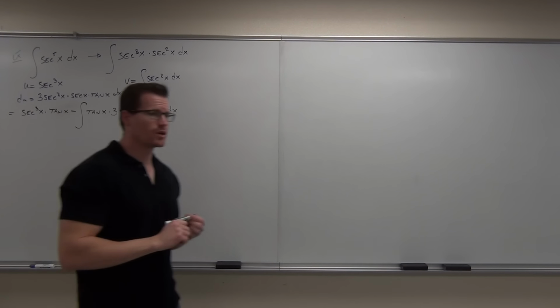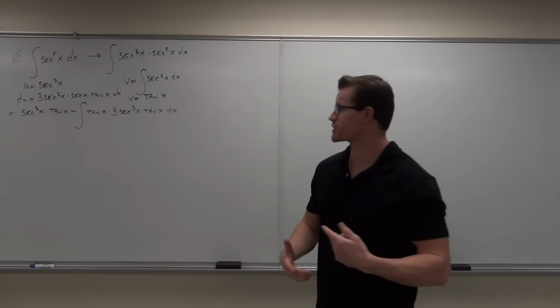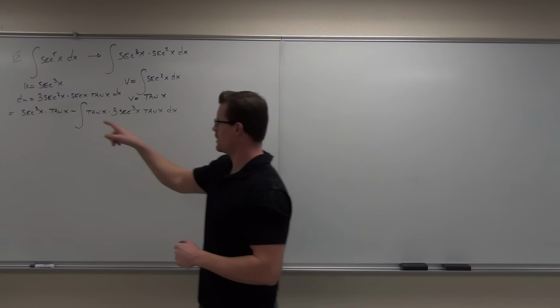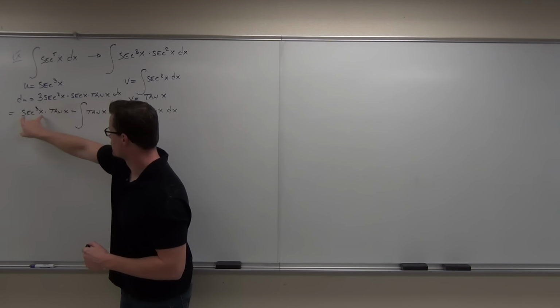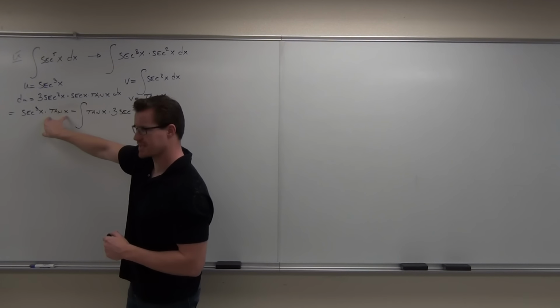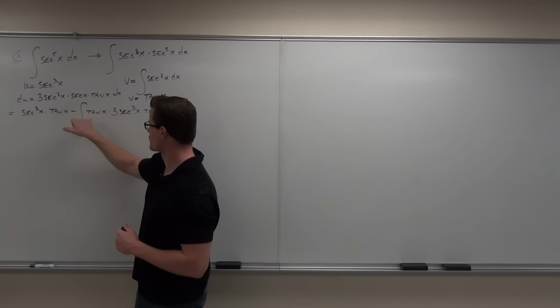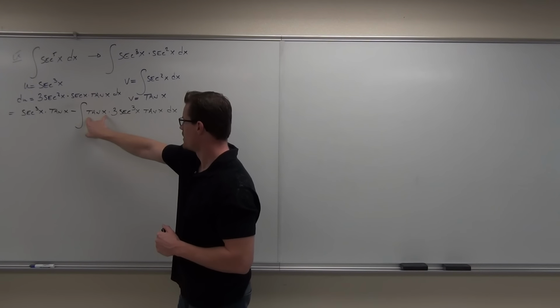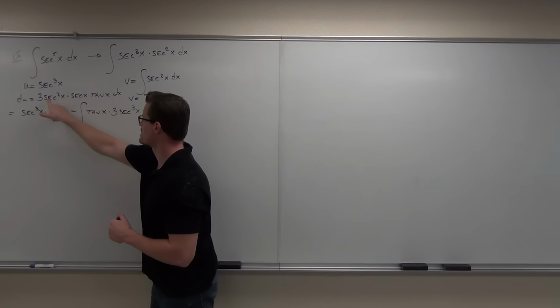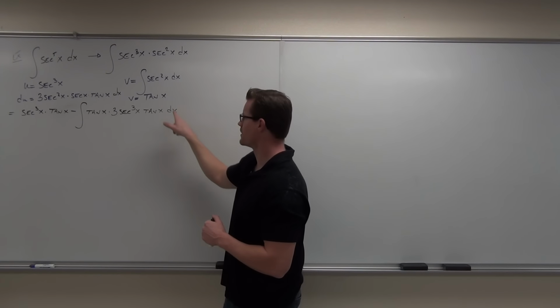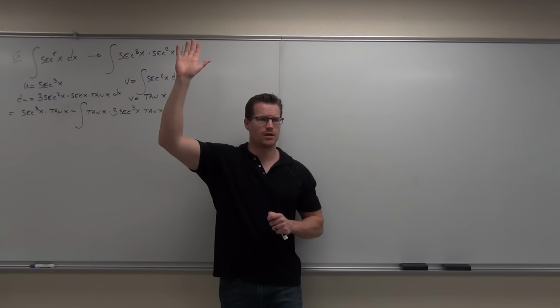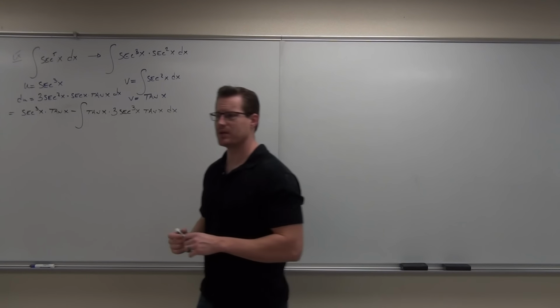We're going to have lots of writing going on, so I want to make sure you guys are okay on every single step. Are you okay getting secant cubed x times tangent x, u times v? Yes, no? Minus integral of v, tan x. This is du. It's 3 secant cubed tan x, and then our dx. Show of hands, feel okay with that one? Okay, let's clean it up just a little bit. What are we going to do here?